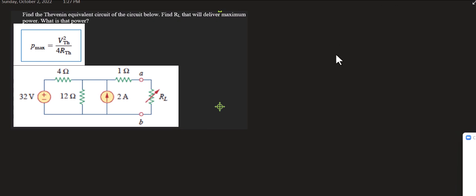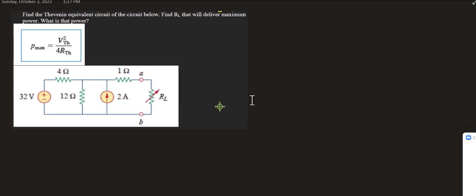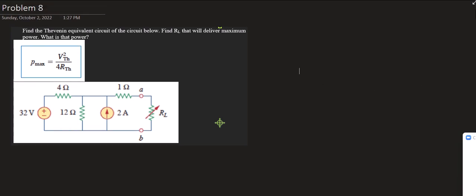So this is problem 8. I did label it problem 8. Okay, find the Thevenin equivalent of the circuit below. Find the value of RL that will deliver maximum power. What is that power?